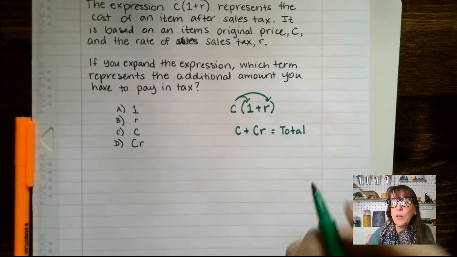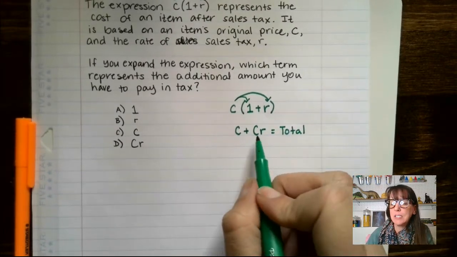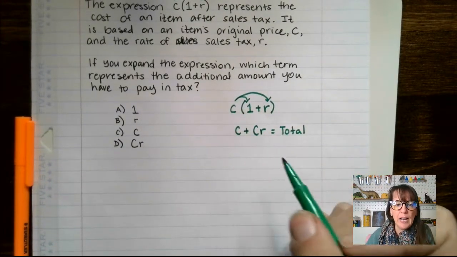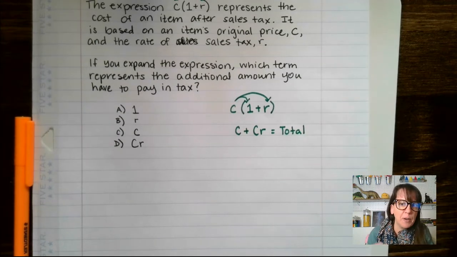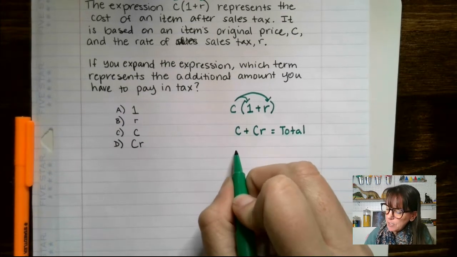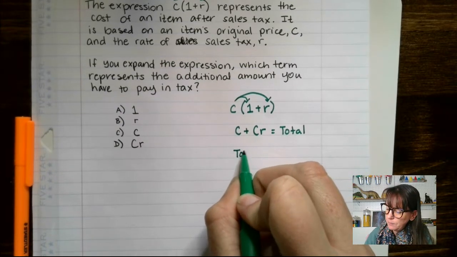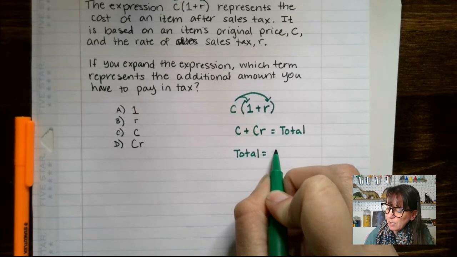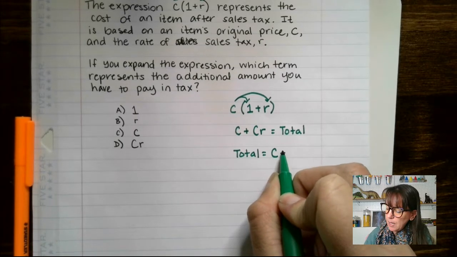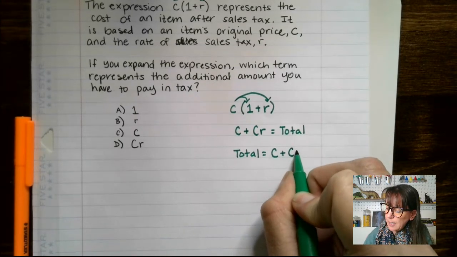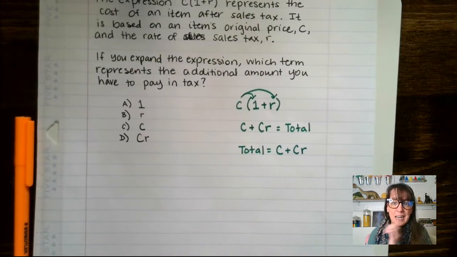Okay, if we were to put this into y equals mx plus b, we know that our m, remember, represents our slope, but it also represents our rate. And our rate is going to be our sales tax. So if we take a look at this, we get our total, we get the cost of the item plus the cost of the item times the sales tax rate.